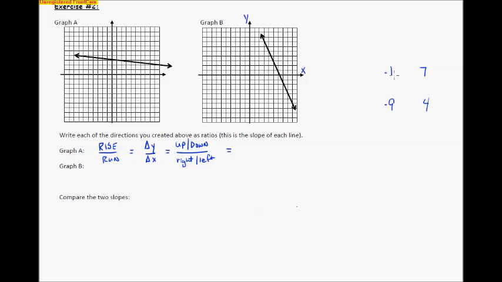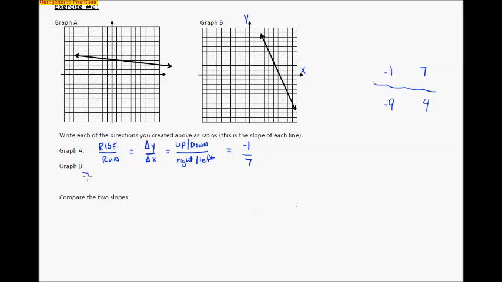I went down for the first one. I went down 1, so I'm going to put that as a negative 1. I went down 1, and I went to the right 7. These top numbers were the numbers for graph A. I went to the right 7. So there's my slope as a number. We like to write numbers in math, right? So my slope for graph A is negative 1 over 7.